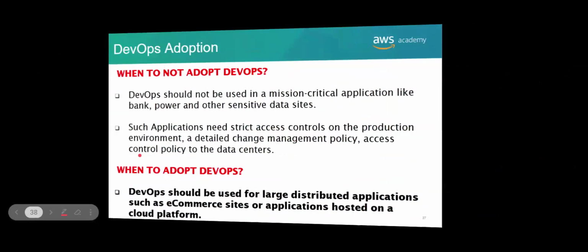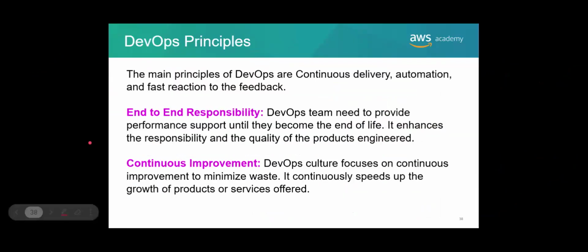Now, what are the DevOps principles? The main principles which we already learned: continuous delivery, automation, fast reaction to feedback. Now the next principle is end-to-end responsibility. That means DevOps teams need to provide performance support until the product reaches end of life. It enhances the responsibility and quality of the product engineer. So it has to take the end-to-end deployment, the end-to-end life cycle, and also end-to-end responsibility.